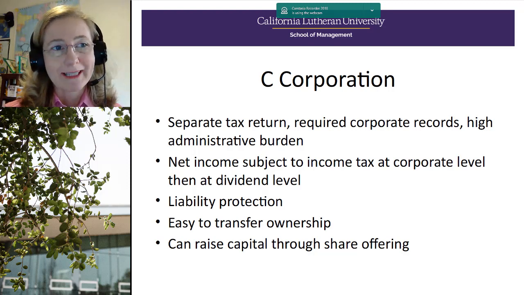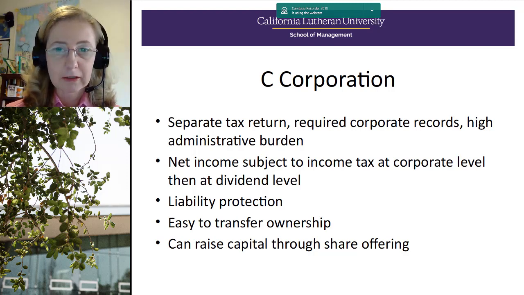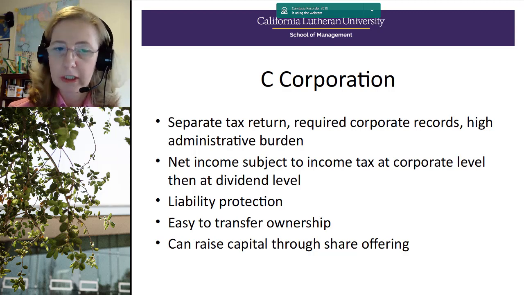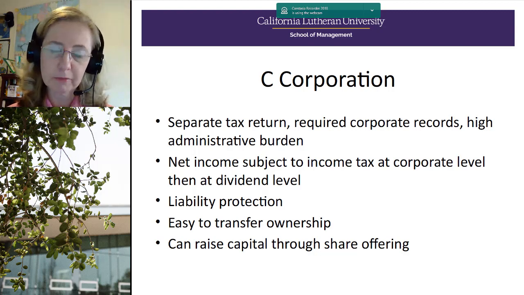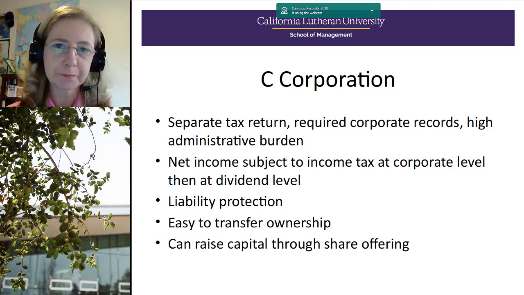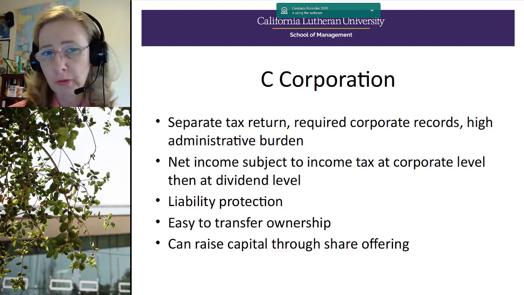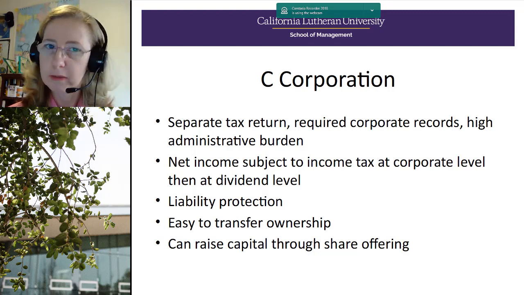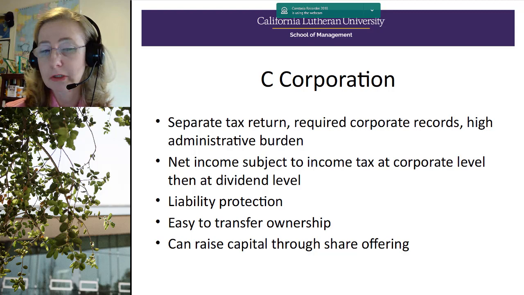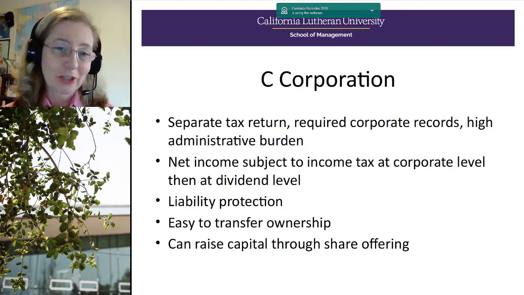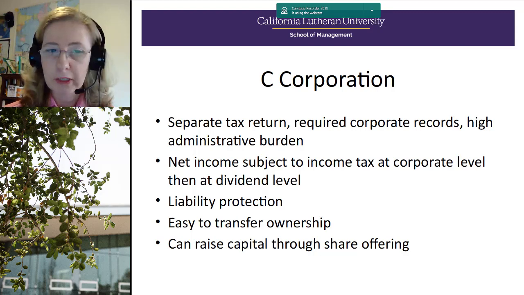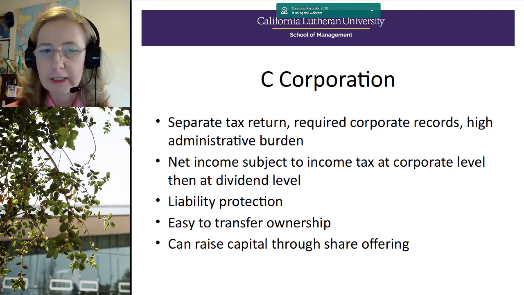So that sounds like a good idea. You're able to control when owners pay taxes, but unfortunately, generally speaking, two layers of income tax, a layer at the corporate rate and a layer at the individual owner rate, is almost always going to mean higher taxes, higher total tax burden. So why do corporations exist? Well, absolutely for liability protection, for easy transfer of ownership, and to raise capital.